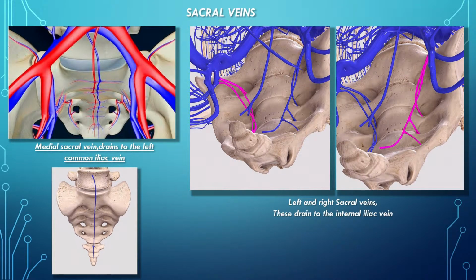Here are the sacral veins. On the slide on the left, in blue in the middle, we have the medial sacral vein. This drains to the left common iliac vein. The two slides on the right, coloured in pink, show the left and right sacral veins. These drain to their relevant internal iliac vein.